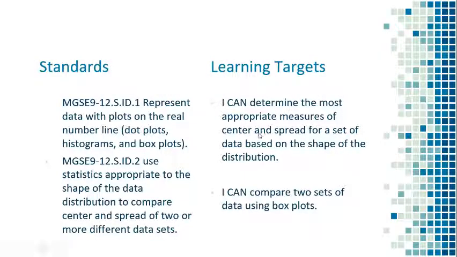So today we've got some learning targets. I can determine the most appropriate measures of center and spread for a set of data based on the shape of the distribution. So we're going to be talking about what's most appropriate, using the mean versus the median, and then some other useful measures of center as well. And then we're also going to be looking at comparing two sets of data using box plots. So using those box and whisker plots, we're going to be comparing two sets of data at a time.